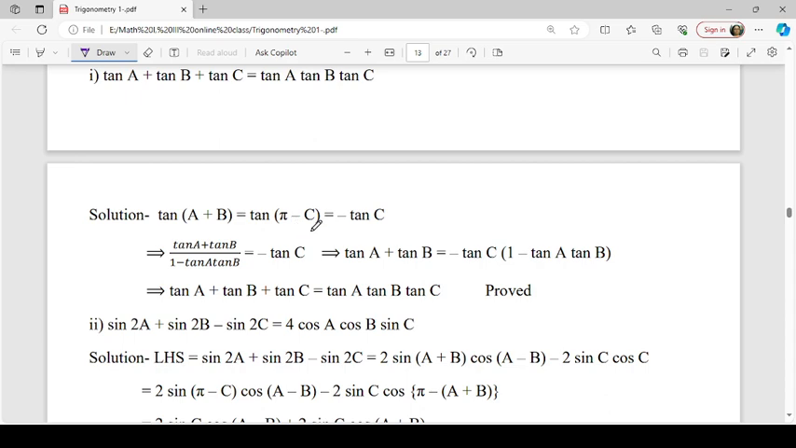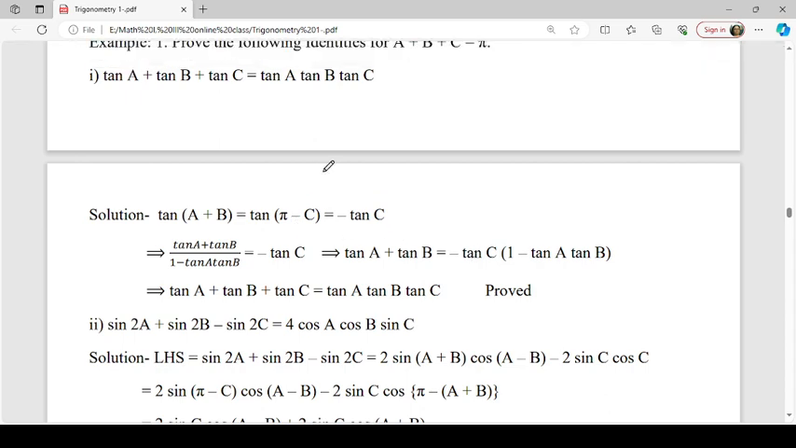In another way also we can do it. We expand tan of A plus B plus C, then the numerator is tan A plus tan B plus tan C minus tan A tan B tan C, and that is equal to 0. In that way also we can do it.